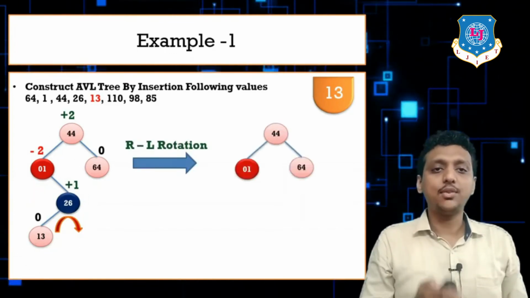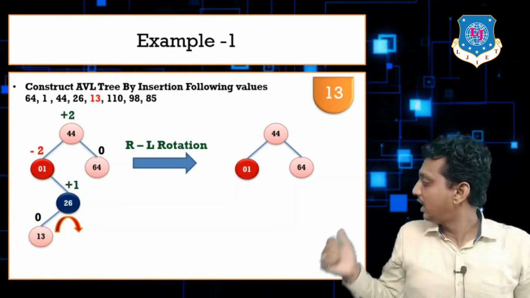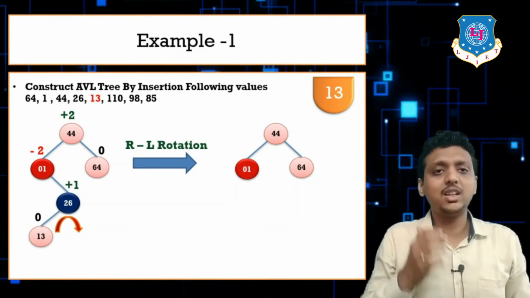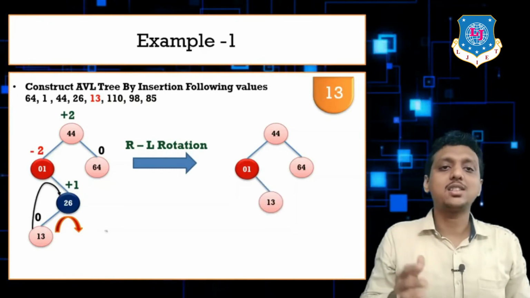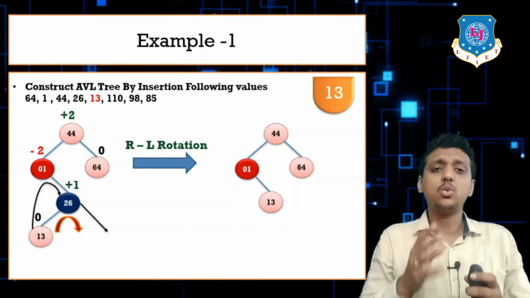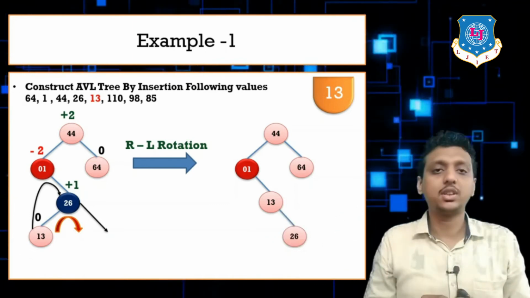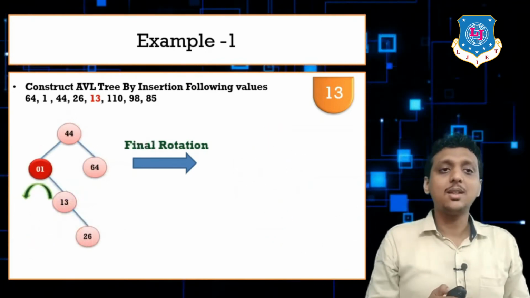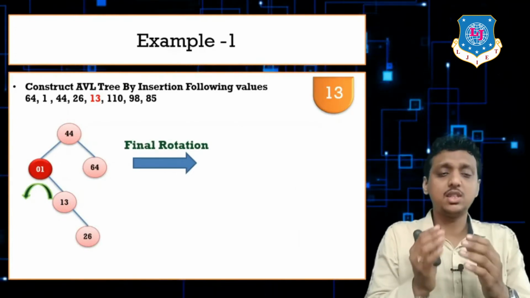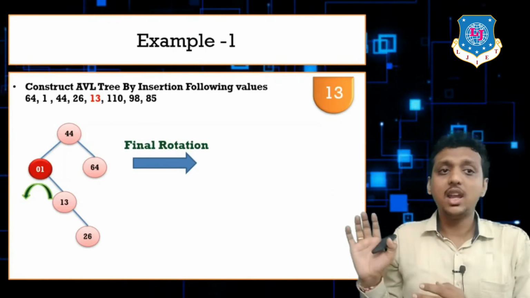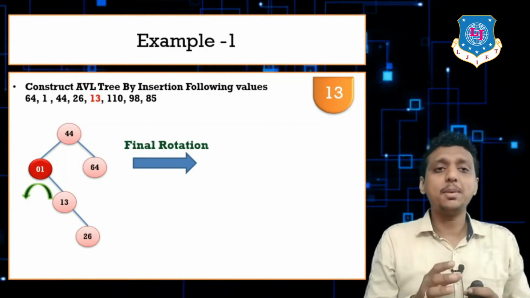First, on the right rotation, students, 13 will take the place of 26. 13 will take the place of 26, and then 26 will become the right child of the 13. So here is the answer after the first rotation. Then we just need to apply left rotation. The left rotation will be applied on 1. So what happens after applying the left rotation?